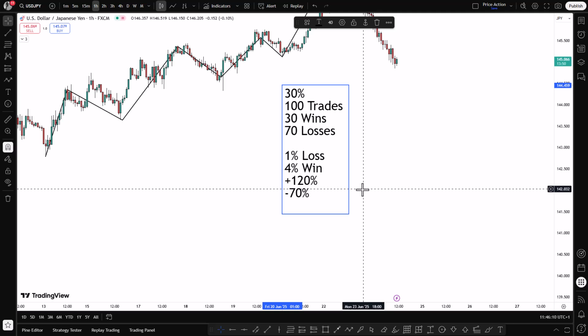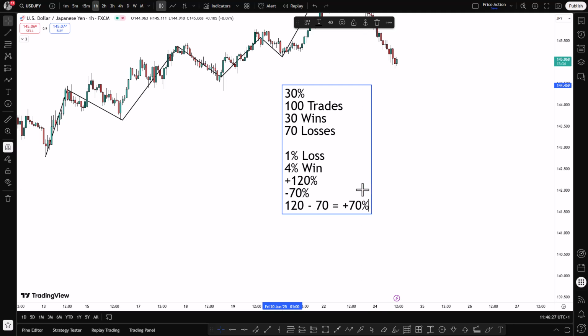Now, in this case, your net profit is going to be 120 minus 70, which would leave you with a net profit of 70%. Now, even though you only had a 30% win rate, for the simple reason that whenever you took a trade that ended up being a winner, you had four times what you lost on average, you still ended up making a very good amount of profits.